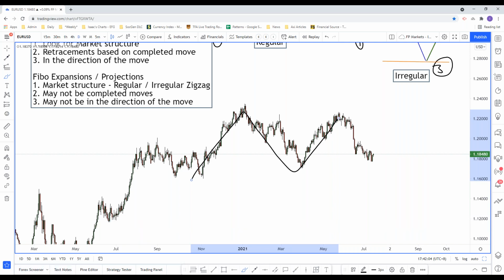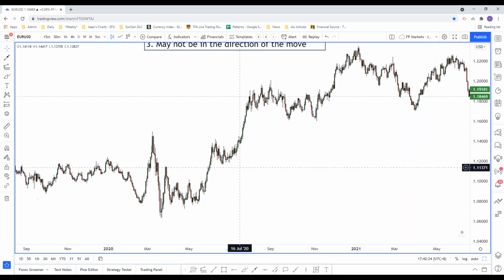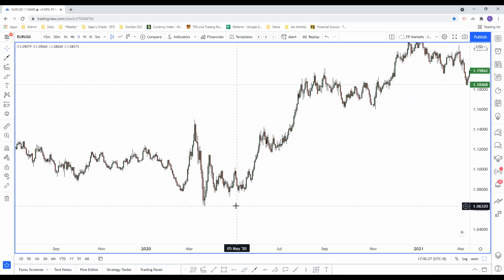I've got some answers coming in as well. I really hope you guys are getting all this right. Fantastic, good job, guys. You guys are actually paying attention. So you're right, this is a regular zigzag. Now I'm going to test you guys again. You got that right, that's a regular zigzag. Now something like that, let's look at this.